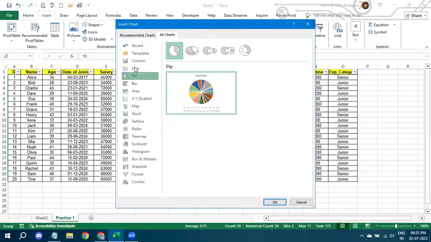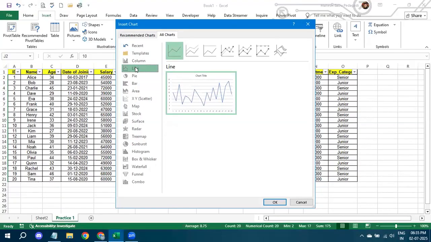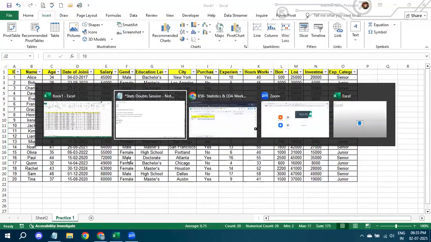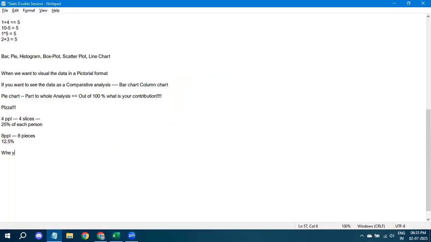Now, sir, we have the line chart. When do we go for line chart? Line chart, when you want to see the trend in the data. Always remember, this type of analysis is called trend analysis.